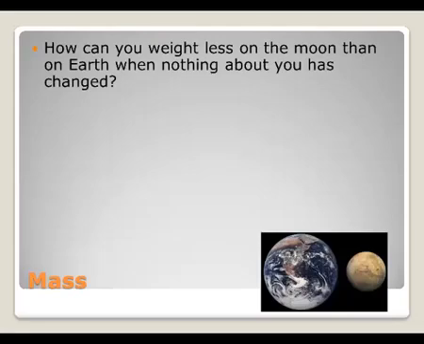Mass. So how can you weigh less on the moon than on Earth if nothing about you has changed? You didn't add more or less matter to you. You're still the same amount of matter. The same amount of atoms make you up. So how can you weigh less on one body versus on another?